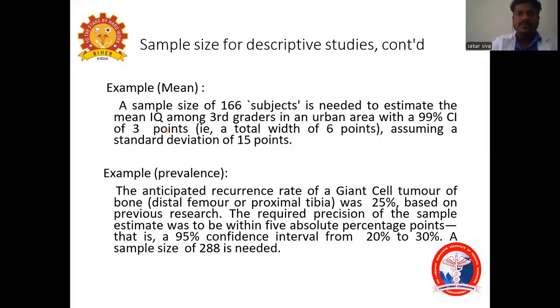Example, prevalence. An anticipated recurrence rate of giant cell tumor of bone, distal femur or proximal tibia, was 25%, based on previous research. The required precision of the sample estimate was to be within 5 absolute percentage points, that is, a 95% confidence interval from 20 to 30. A sample size of 288 is needed.